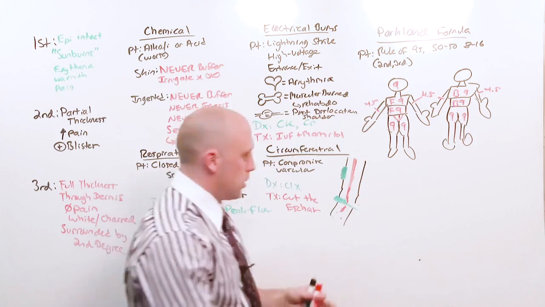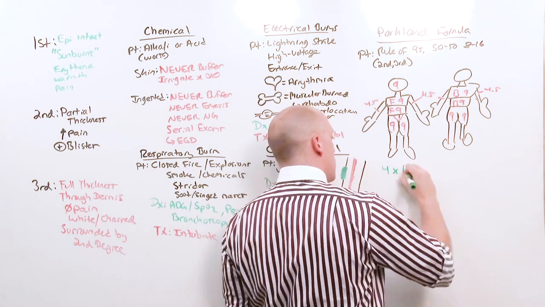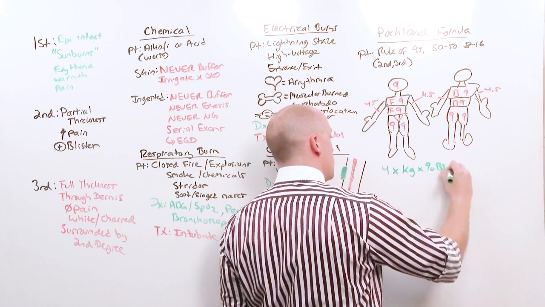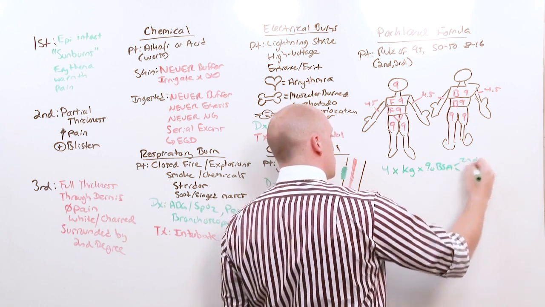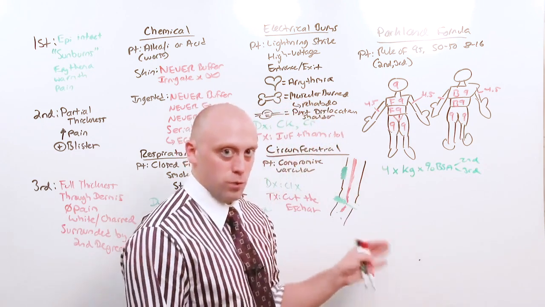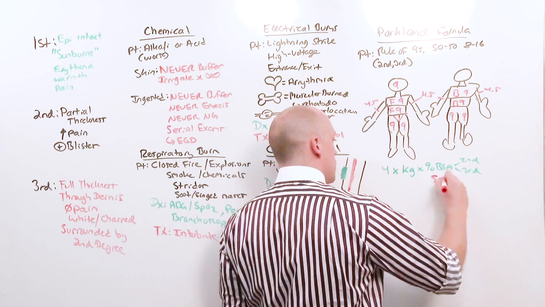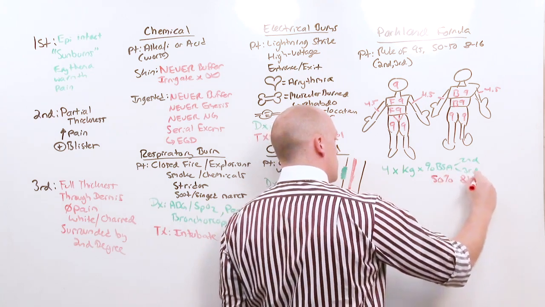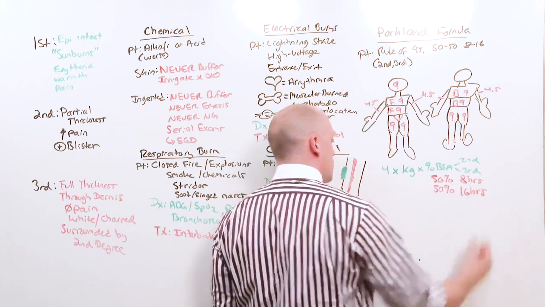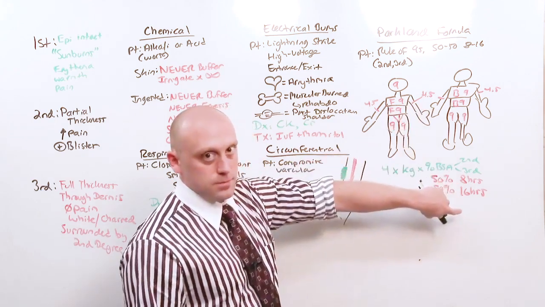The Parkland formula is 4 times the kilogram body weight times the percent body surface area burned. That's either second degree or third degree. This is how much you need to give in 24 hours. You give that amount of fluid 50% in the first 8 hours, and then 50% in the ensuing 16 hours. Rule of nines, 50-50, 8 and 16.